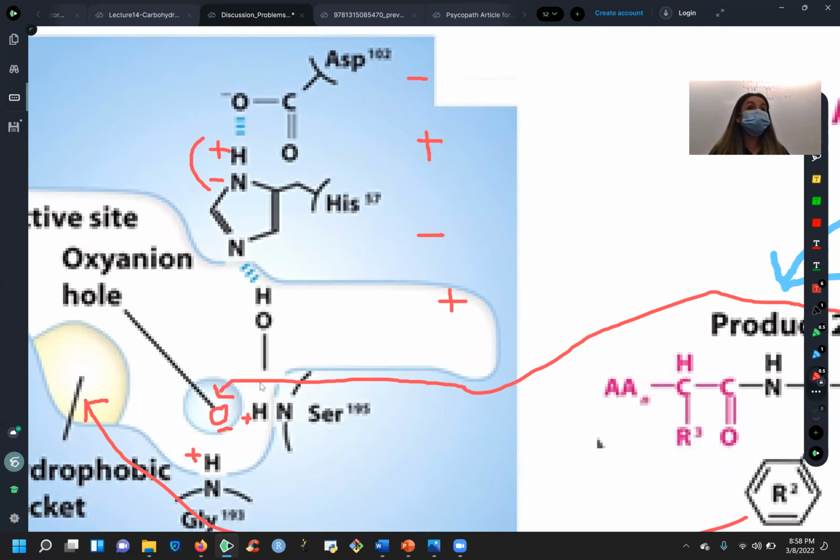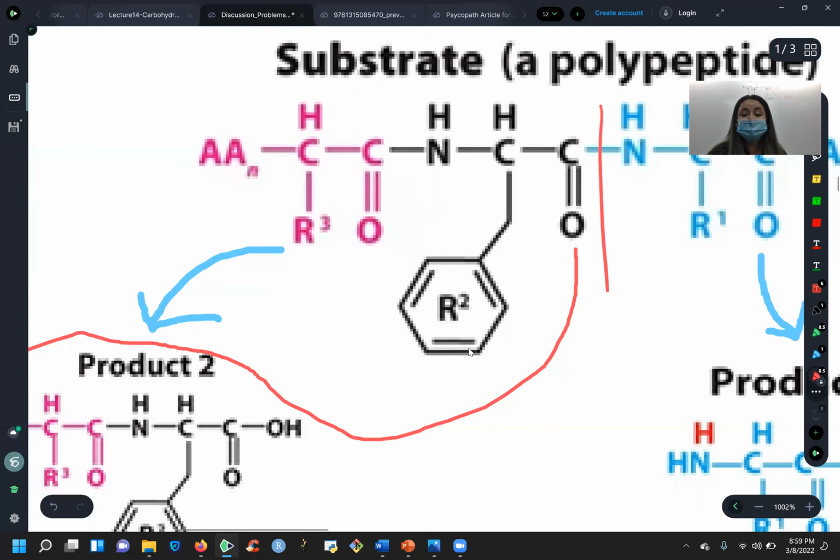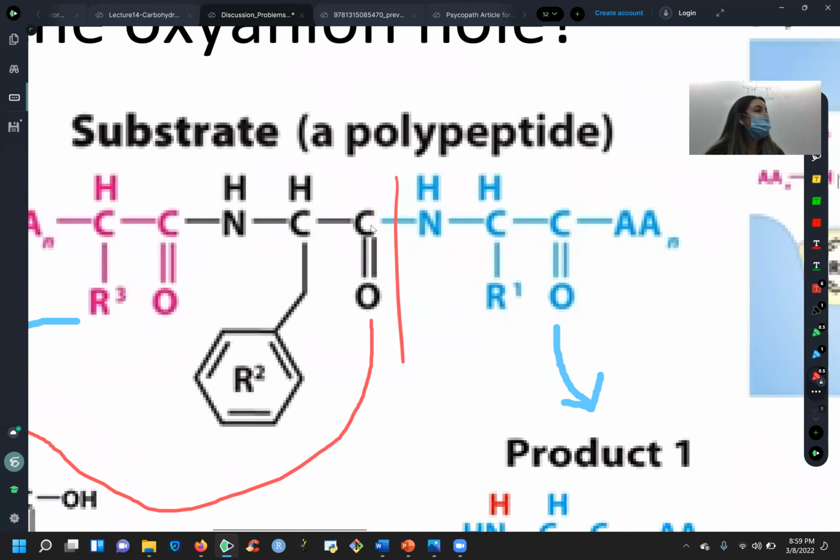That question, they love to put it on exams too. Who from the catalytic triad becomes a strong nucleophile? It's serine, because they stole his proton. So he became a really strong nucleophile. And what is he going to do? He's going to attack. He's going to attack who? He's going to attack this carbon on the carbonyl from the peptide bond. So he attacks this carbon.